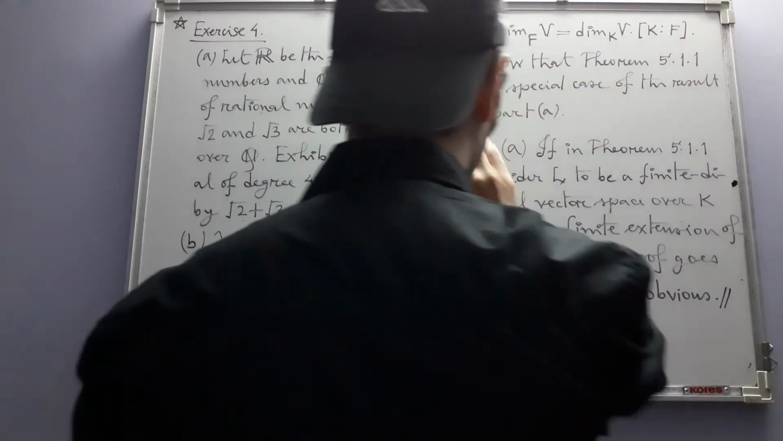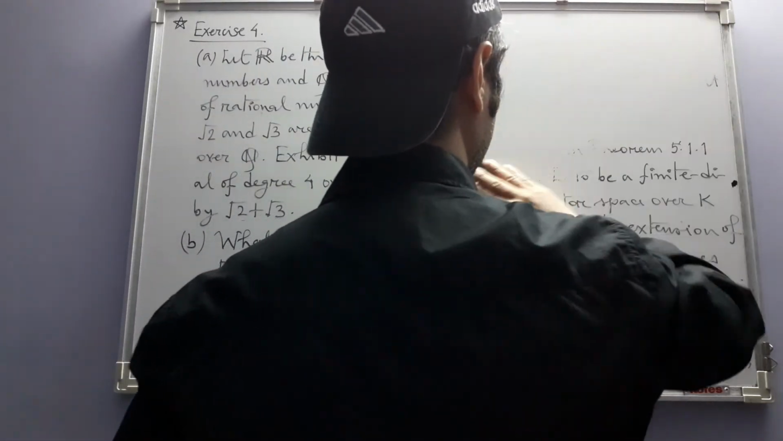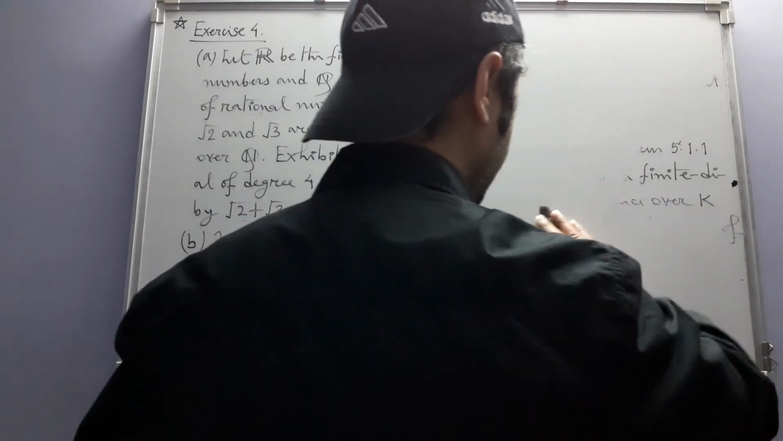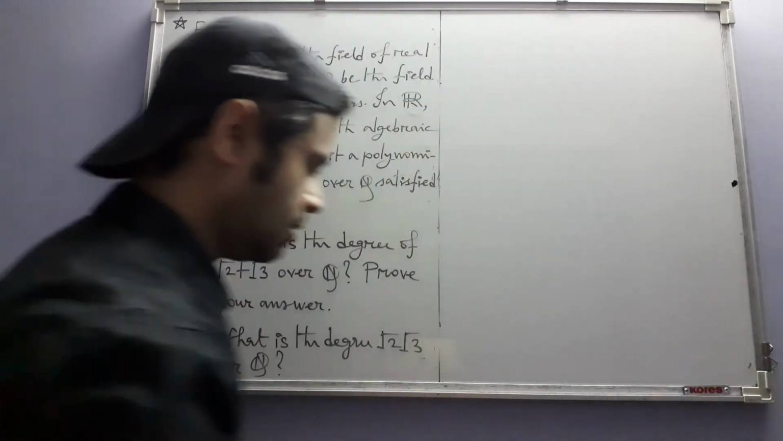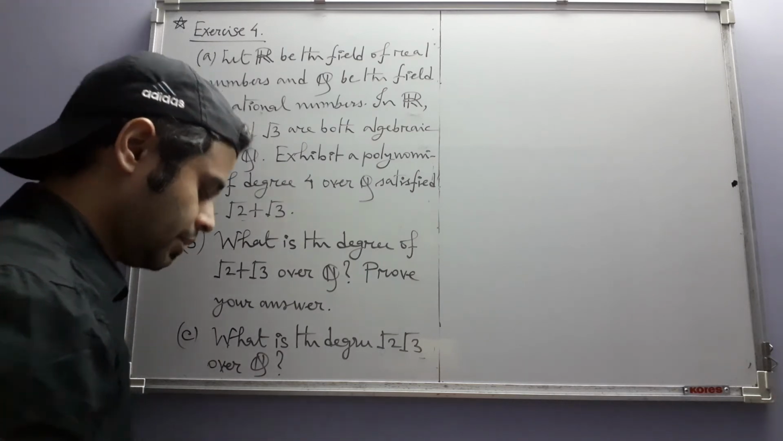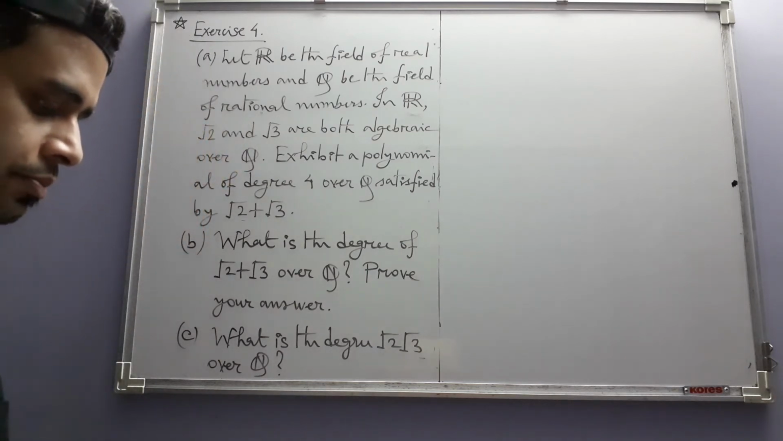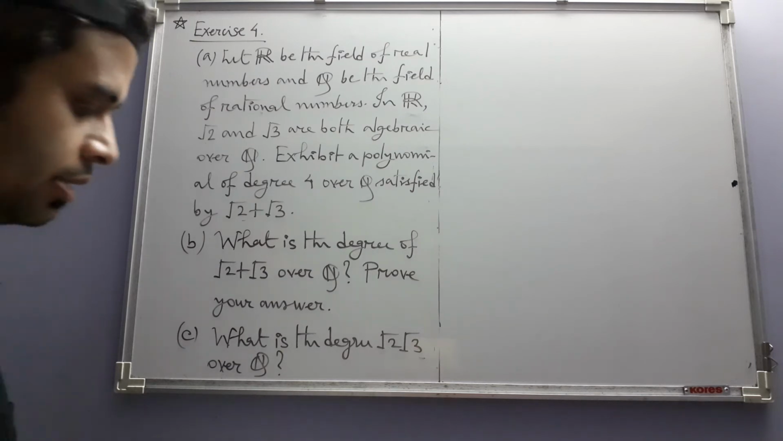Okay, so let us see the solution. The first polynomial of degree 4, which root 2 plus root 3 should satisfy, that I am just going to simply mention. Okay, it's your job to see that what I am writing is actually correct.